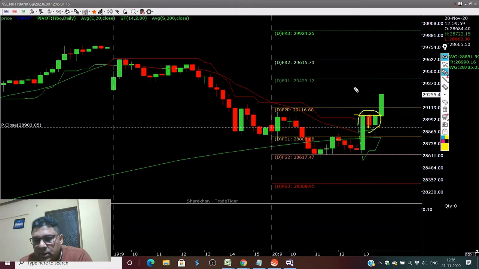So this is called as RBI, red bar ignored setup. This is a red bar which is ignored, and then it moves up. So the move was explosive on this. So keep a watch of these setups always.